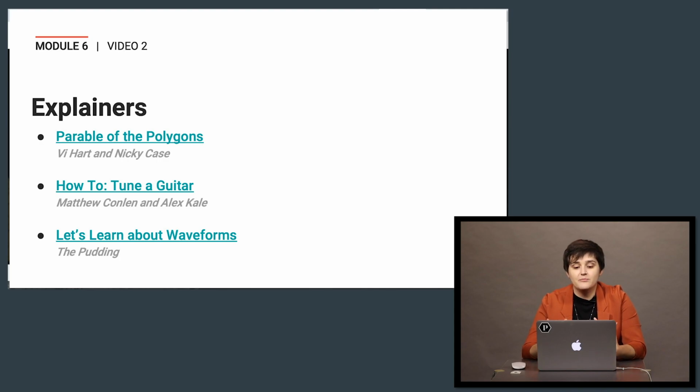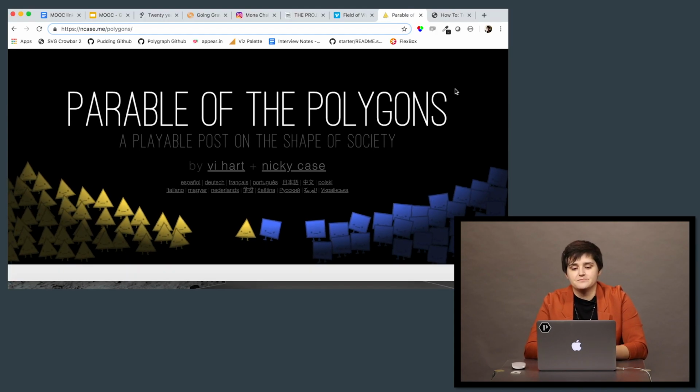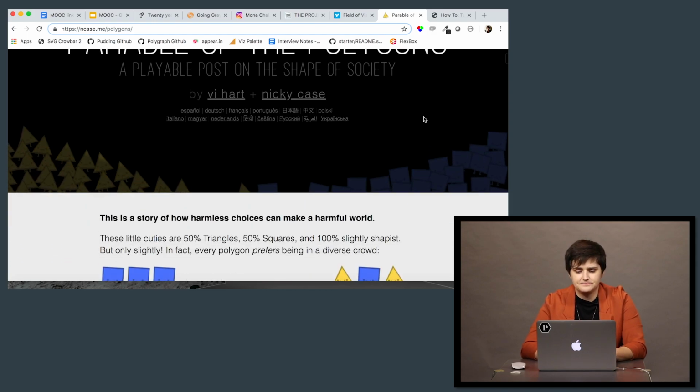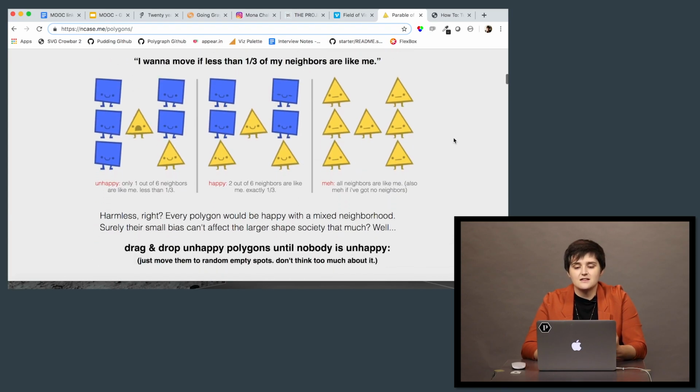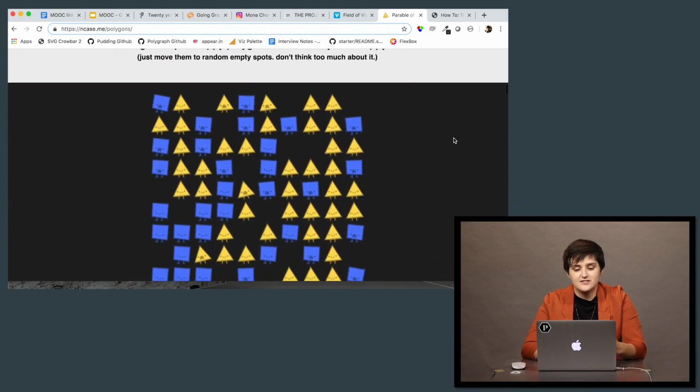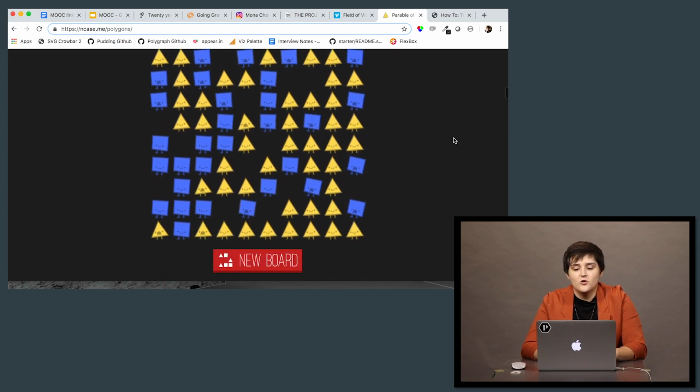Here's one of the best examples of an explainer piece. It's called The Parable of the Polygons by Vi Hart and Nicky Case. You're guided through the topic of segregation by these adorable and relatable little squares and triangles. And they make a very complex, and often heated, topic way more relatable.